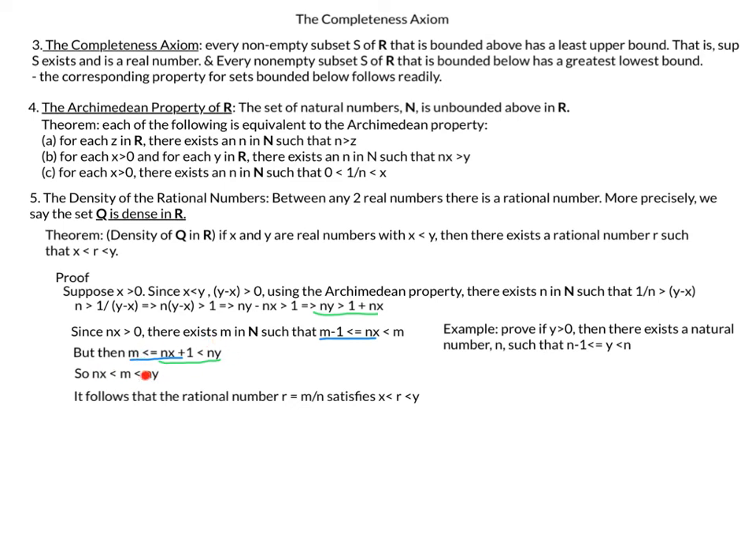So it follows I can divide everything by n, and I have x is less than m over n is less than y. So my rational number is m over n. And you can see that rational number satisfies the condition that it's between x and y.